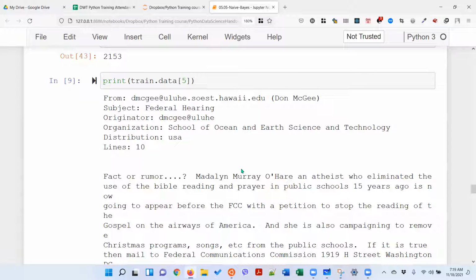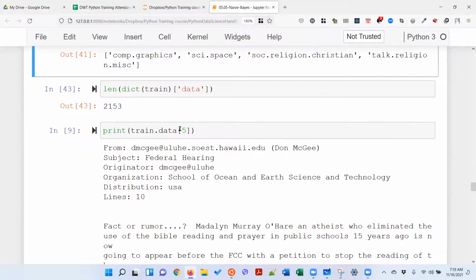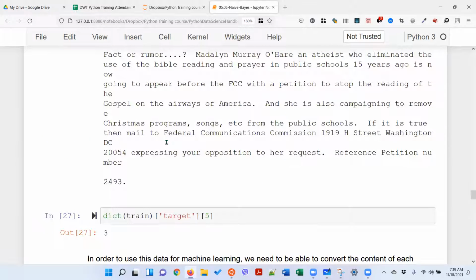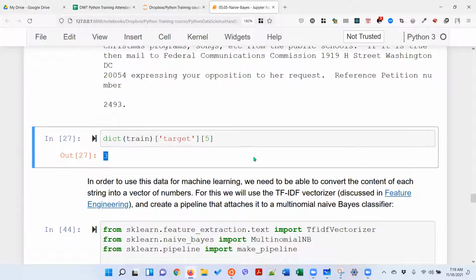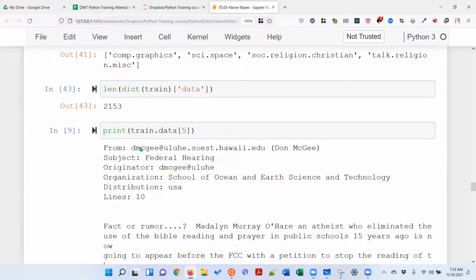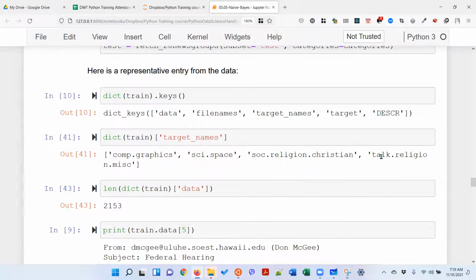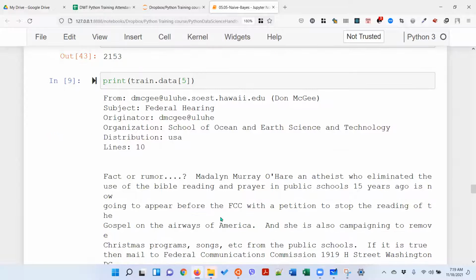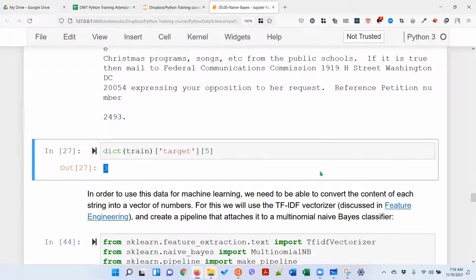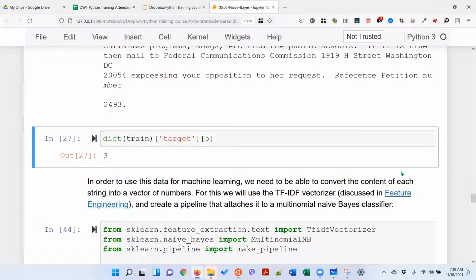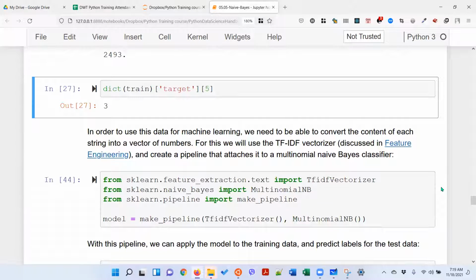Let's see what the target is. The target here is 3, counting 0, 1, 2, 3, which is talk religion miscellaneous. Did you guys understand the nature of the data? Yes, sir. Okay, very good.